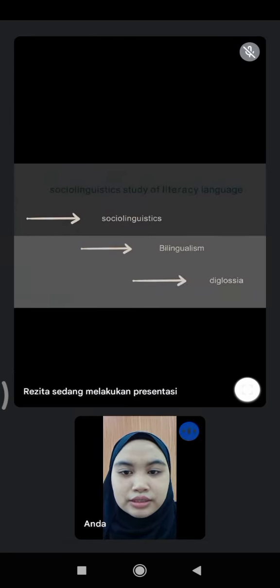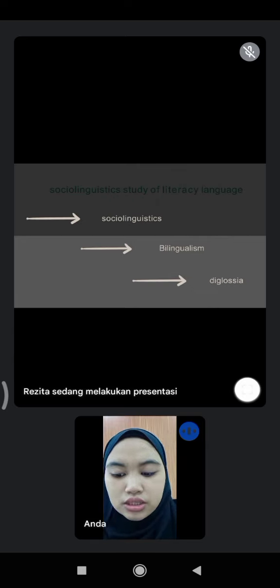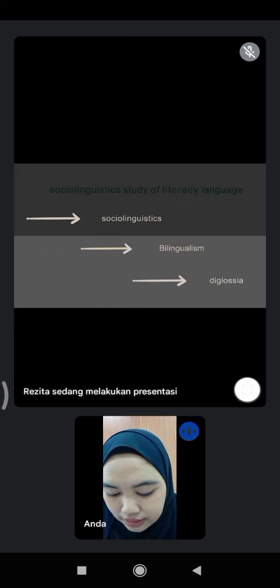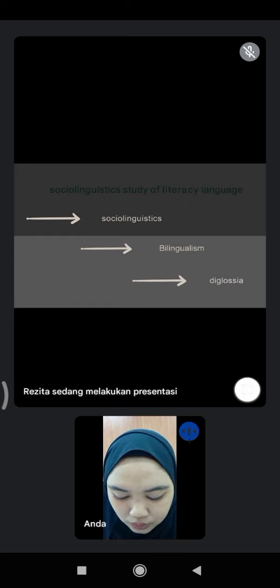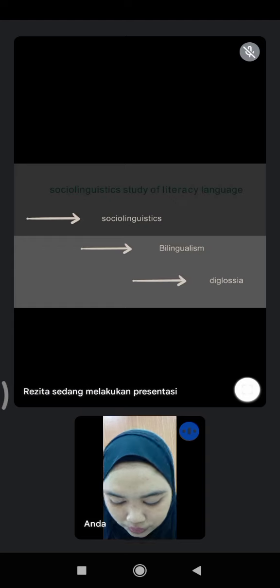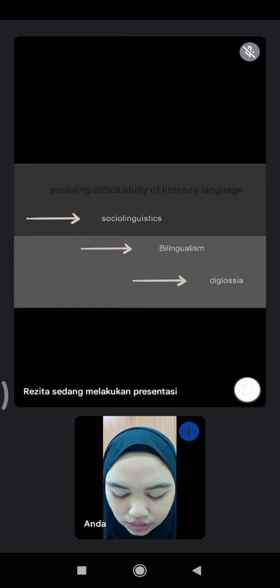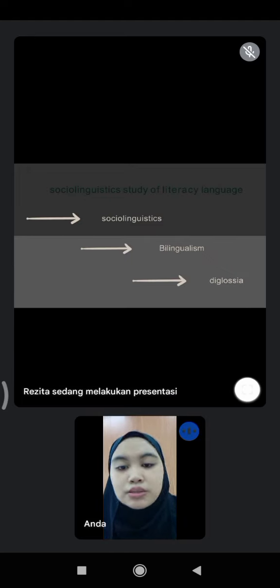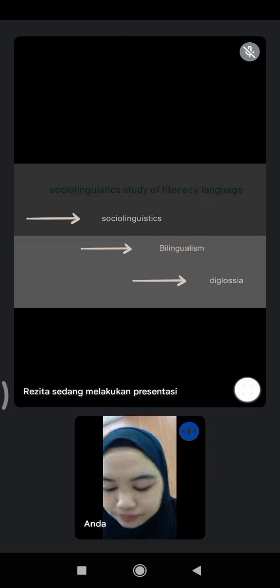Okay. The second is sociolinguistics study of literacy language. The first is about sociolinguistics. Sociolinguistics is a descriptive study of the effect of all aspects of society, including cultural norms, expectations, and context. The way language is used and society's effect on language. The second one is bilingualism.